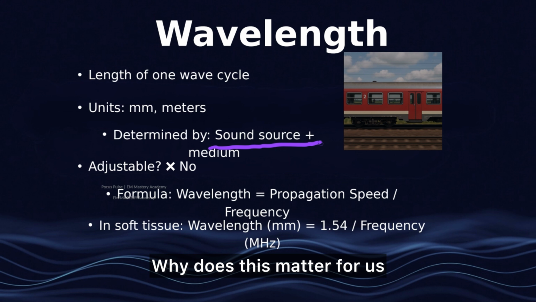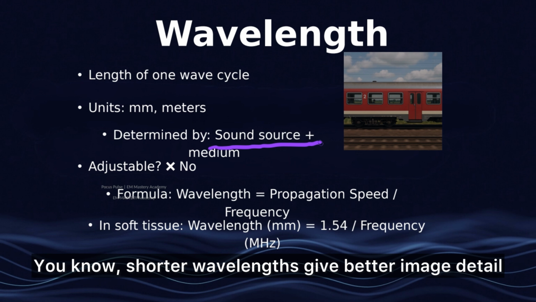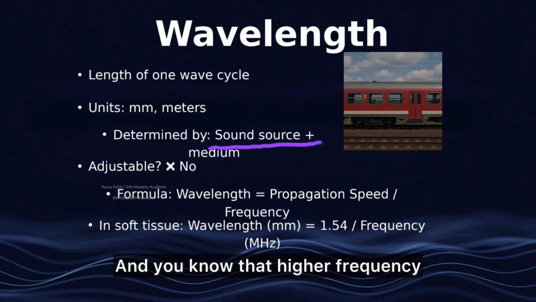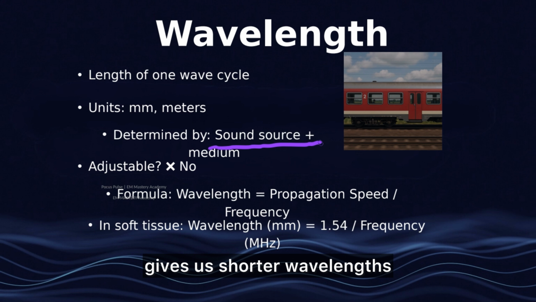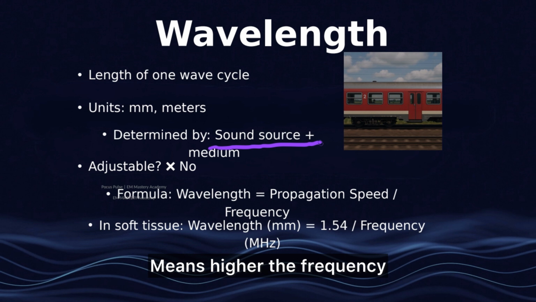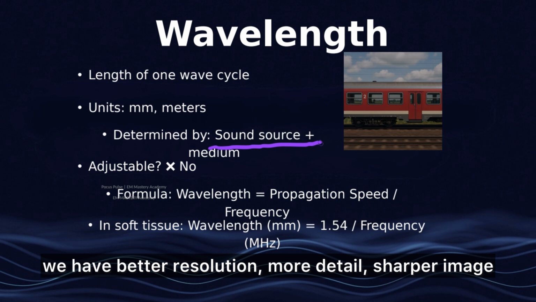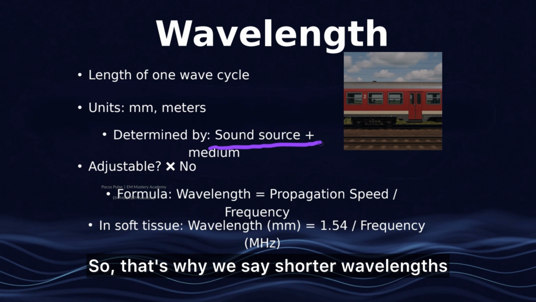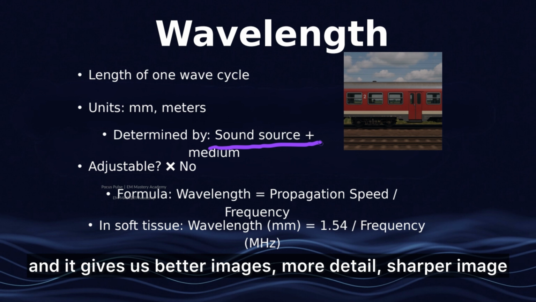Why does this matter for us? What is important for us? Shorter wavelengths give better image detail. And you know that higher frequency gives us shorter wavelengths. So per the formula, the wavelength is inversely related to the frequency. It means the higher the frequency, the shorter the wavelength. And we discussed before that with higher frequency, we have better resolution, more detail, sharper image. So that's why we say shorter wavelength, which means higher frequency, gives us better images, more detailed, sharper images.